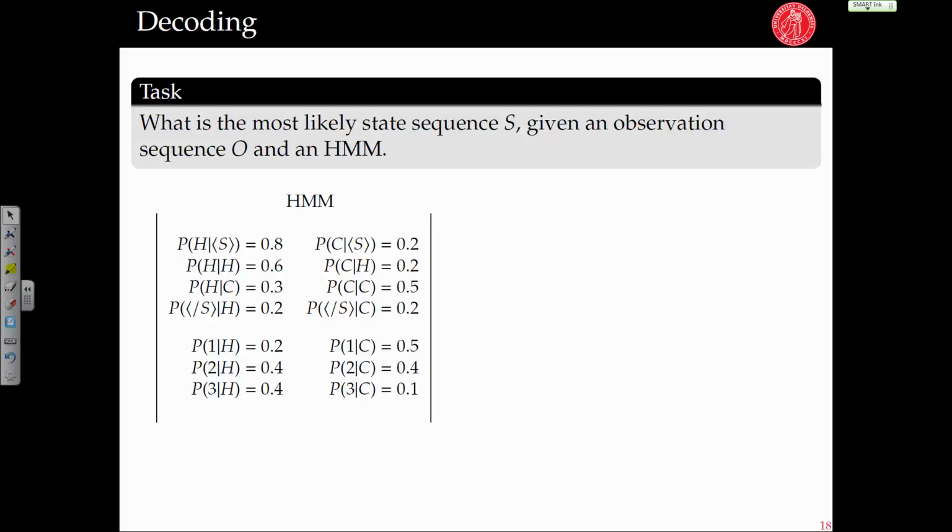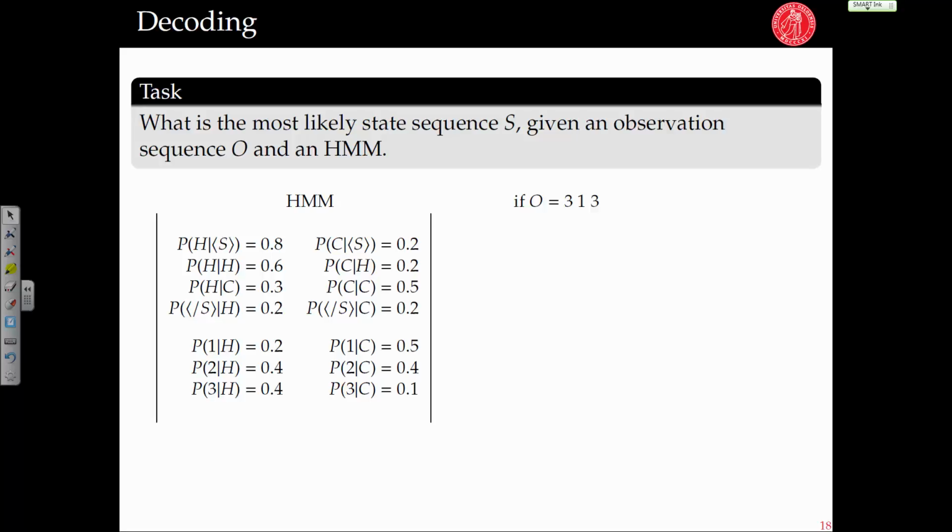So our problem again, in plain English: what is the most likely state sequence S given an observation sequence O and an HMM? An HMM is defined by its parameters. Here we have the parameters, the transition and emission probabilities from the example we've shown before, this transition graph. And we are asking, if the observation in Jason's diary is 313.